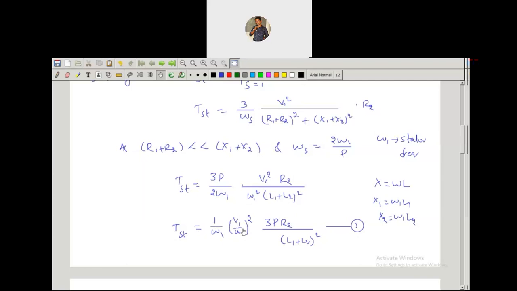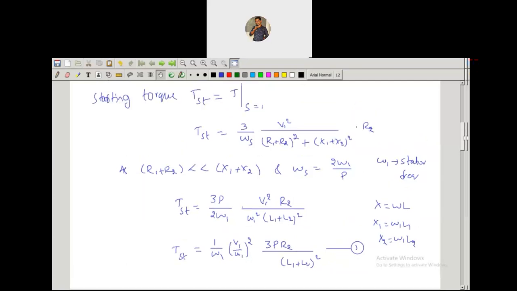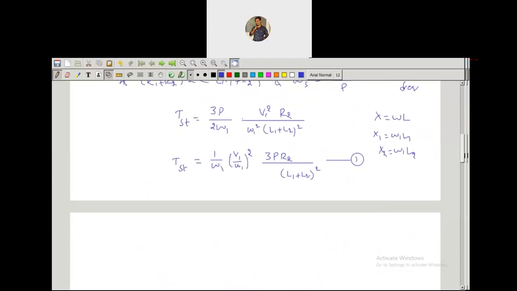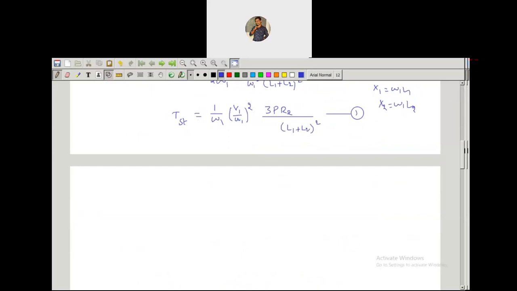Starting torque will be inversely proportional to the stator frequency when you make the air gap flux constant. Why? Because air gap flux is nothing but the ratio of the voltage to the frequency, V1 by W1, or you can say V1 by F1. Flux is V1 by W1. You can write anything. Here W is radians per second and F is hertz. You can take any variable. So that is equation 1, about starting torque.